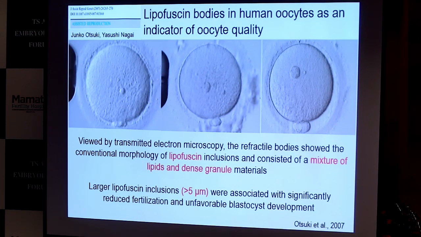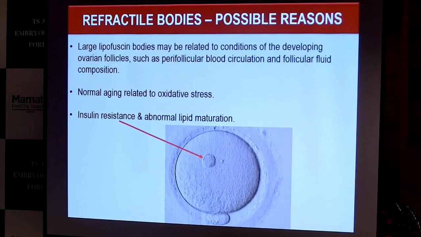They're called lipofuscin, and you see this kind of thing happening in our brain cells, in our neurons as we age. So it's probably related to aging of the oocytes, and it's actually a mixture of lipids and dense granules. And if you see refractile bodies more than 5 microns, they are associated with lower fertilization and lower blastocyst development.